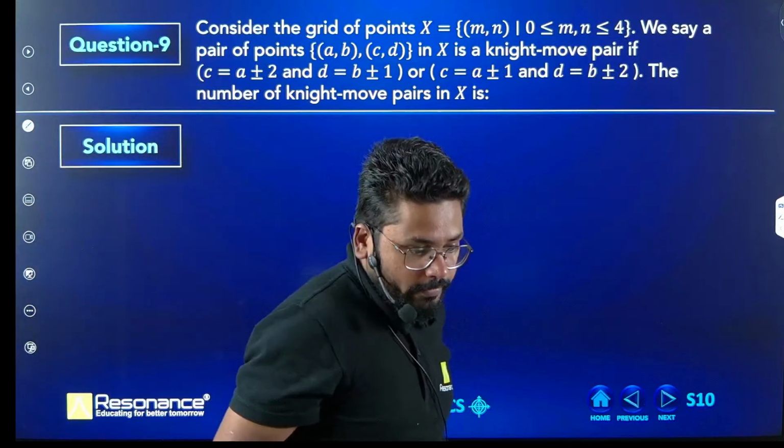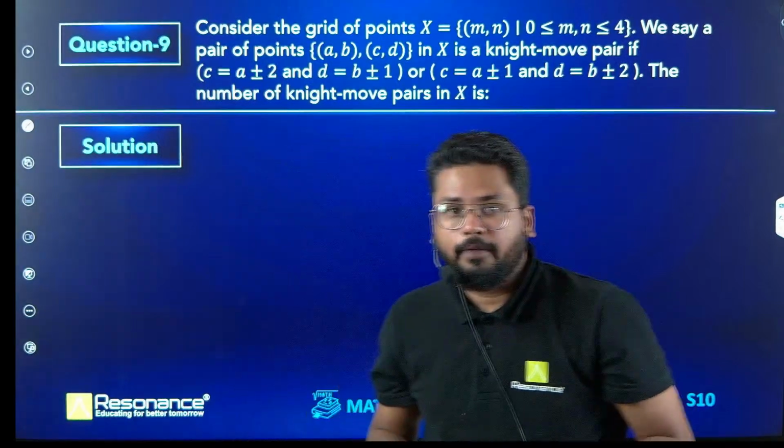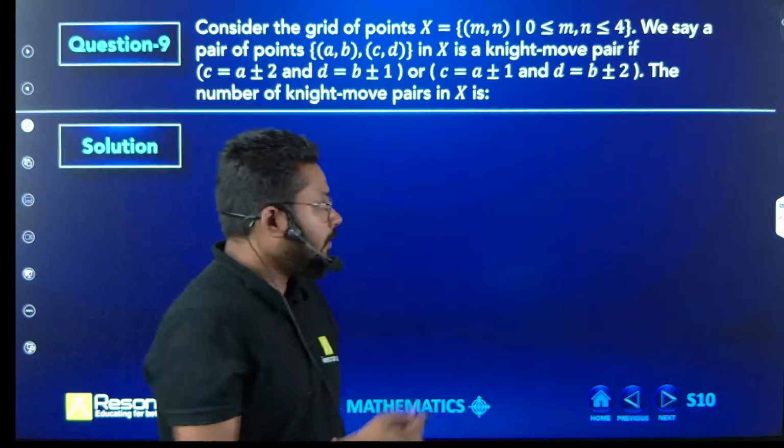Hello students, good evening, this is Nikhil and this is question number 9 we are doing right now. Till now we have discussed 8 questions, this is the 9th question and this is a problem based on grid. We have done so many questions on grid.